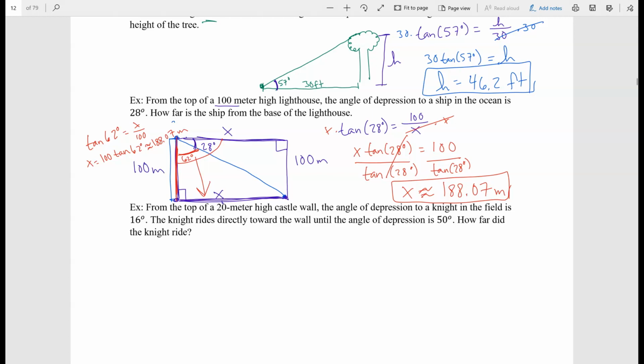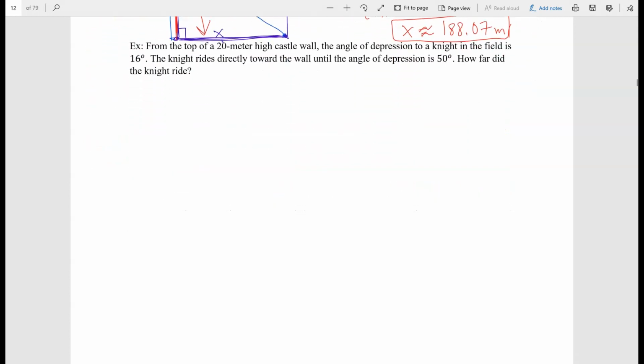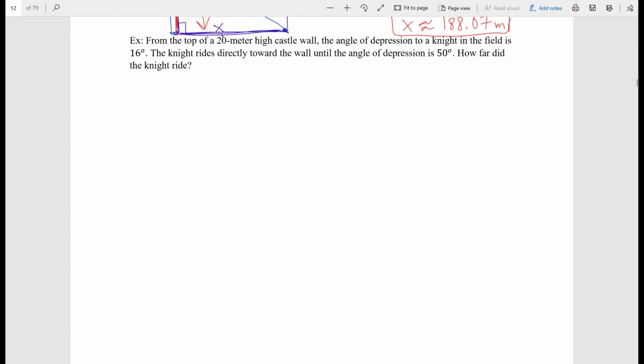Now let's do this last problem that's a little bit more complicated. Put a star next to this, because it's really important. So here we have, from the top of a 20-meter high castle wall, the angle of depression to a knight in the field is 16 degrees. The knight rides directly toward the wall until the angle of depression is 50 degrees. So how far did the knight ride?